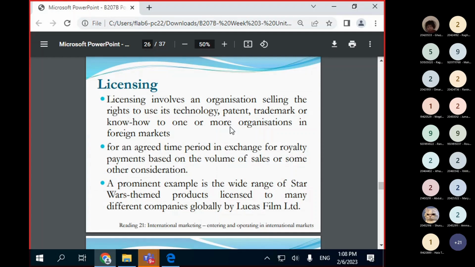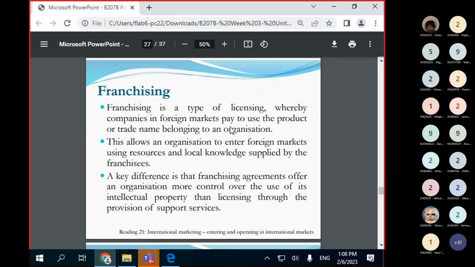Now, licensing, notice that when you buy a software, you need a license to use the software. Okay, when you buy a t-shirt that has a Disney character, whoever has printed this t-shirt needs a license from Disney before printing the t-shirt. Okay, so it's licensed by Disney. This is what licensing is. All right.